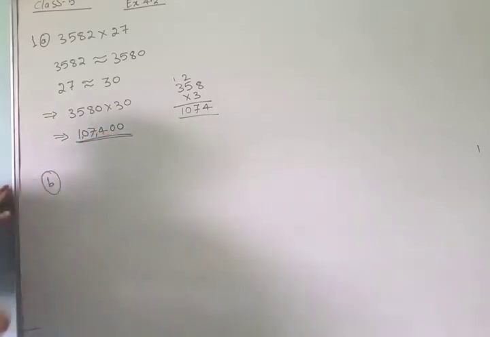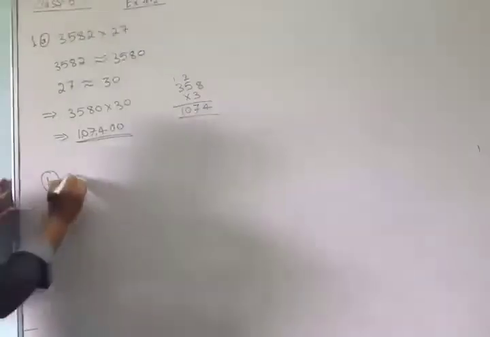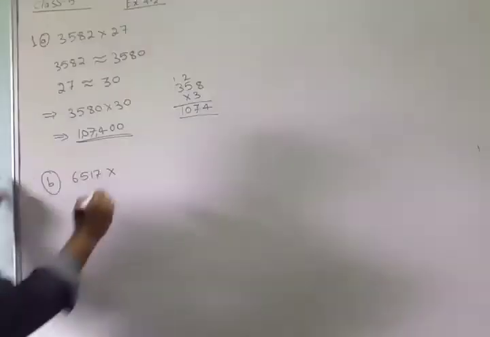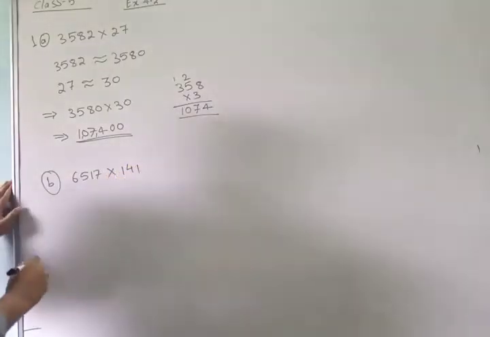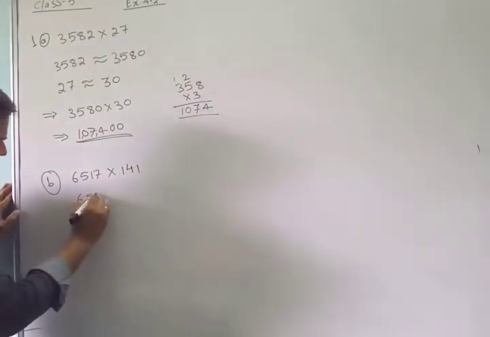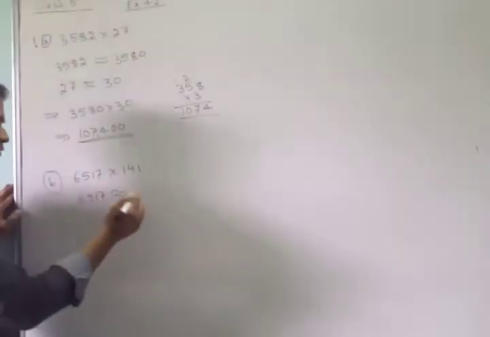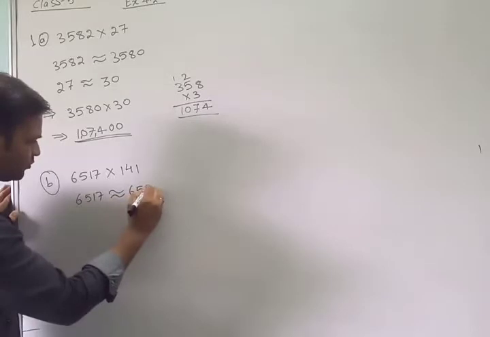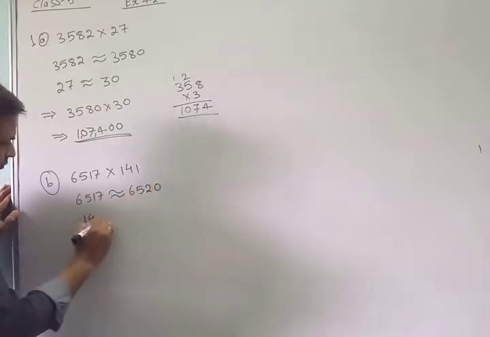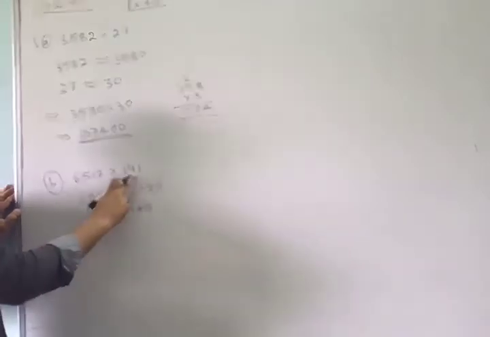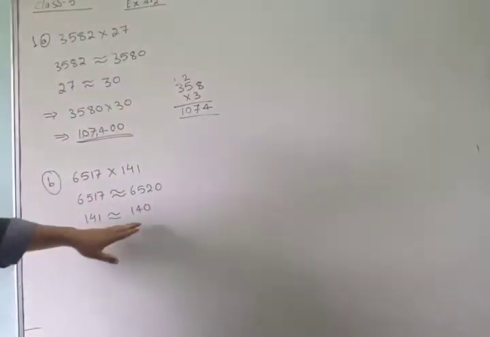B. 6517 multiplied by 141. So 6517, it is nearer to 17. 17 is nearer to 20. So it will become 6520, and 141 is nearer to 140. 141, 1 is less than 5, so it will become 140.